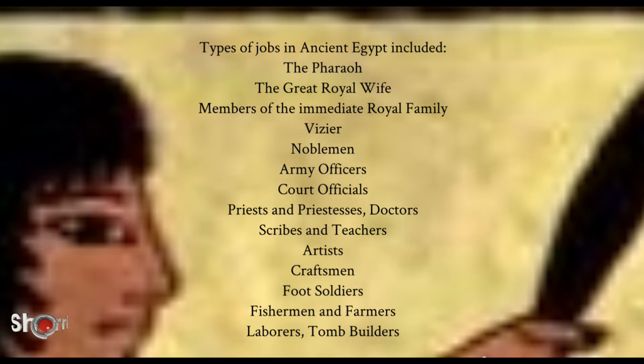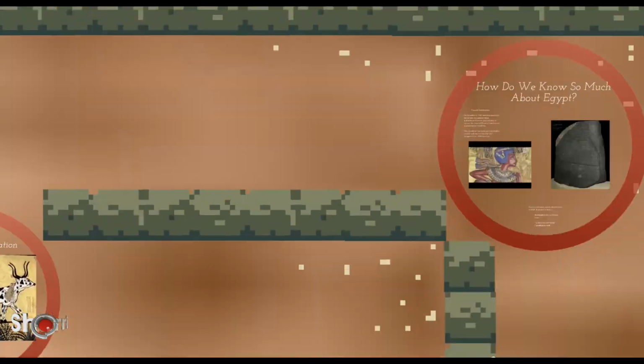Types of jobs in ancient Egypt included the pharaoh, the great royal wife, members of the immediate royal family, vizier, noblemen, armed officers, court officials, priests and priestesses, doctors, scribes and teachers, artists, craftsmen, foot soldiers, fishermen and farmers, laborers, tomb builders.